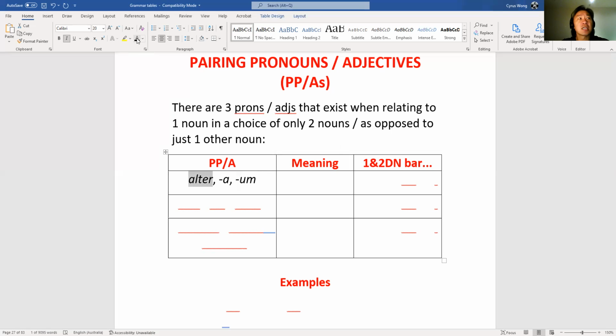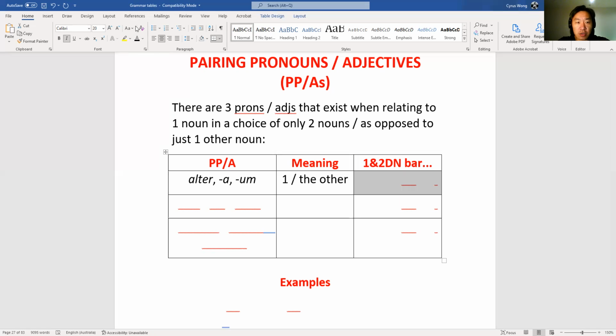Miser declines like puer, so it doesn't drop the letter E in the stem. Like puer, puer, puerum, therefore a masculine would be alter, alter, alterum. What does that word mean? That word means one or the other. So the first time you say it, it means one thing, and the second time you say it, it means the other of the two things.